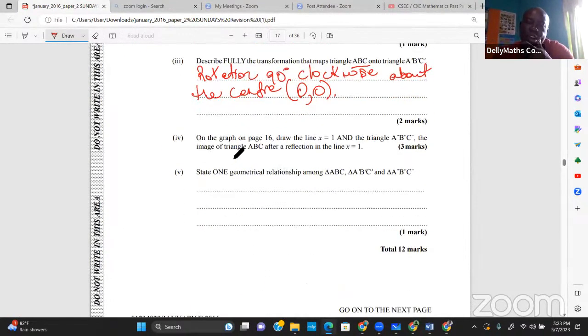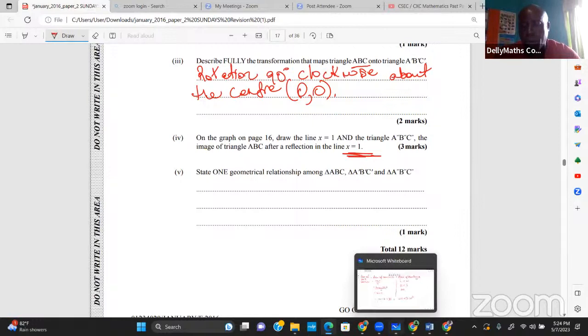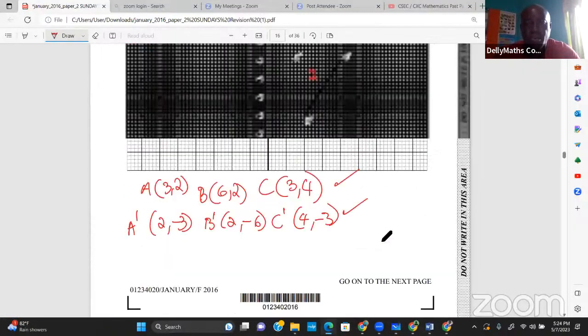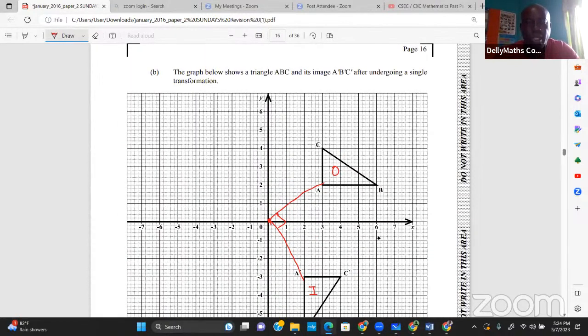All right, so they're going to give us some work now. On here it says, on the graph, page 16, draw the line x equals 1 and the triangle A double prime, B double prime, C double prime, the image of triangle ABC after a reflection in the line. All right, so we're going to do a reflection in the line x equals 1. So I'm on this grid, not that one. I'm just going to do here, x equals 1.